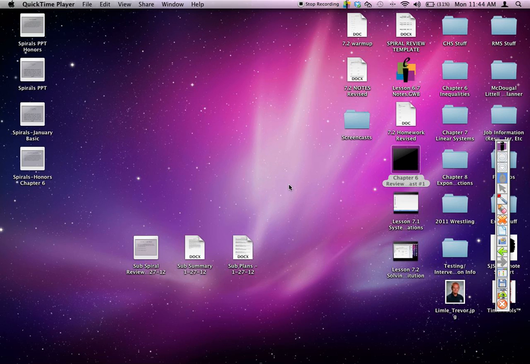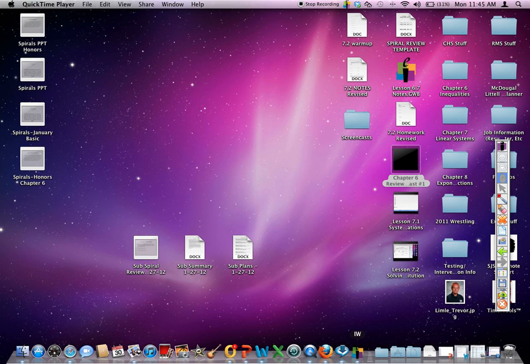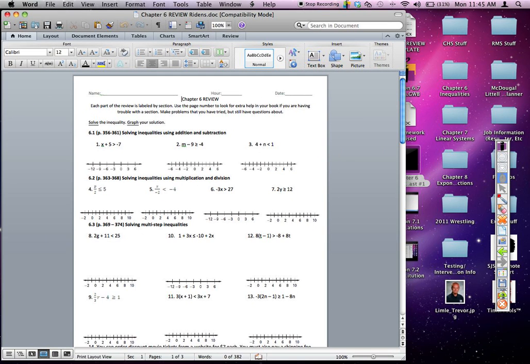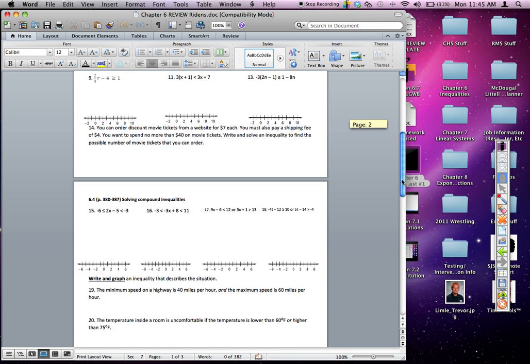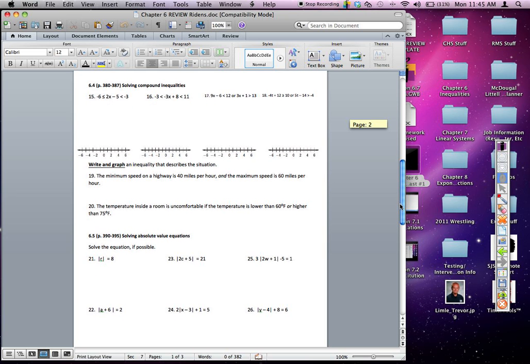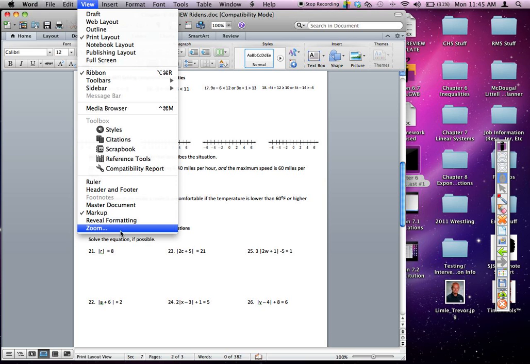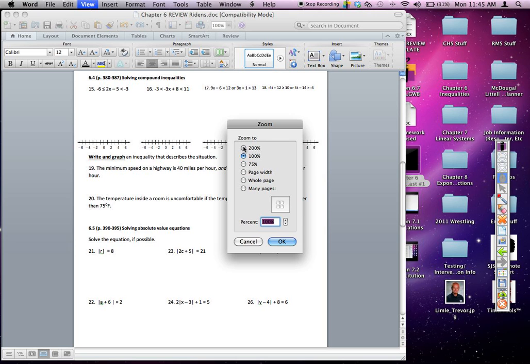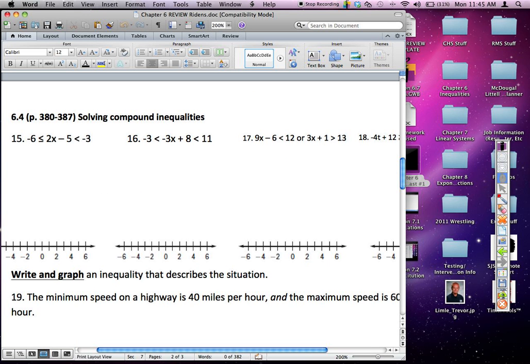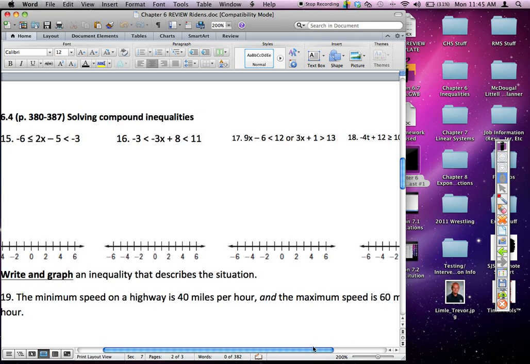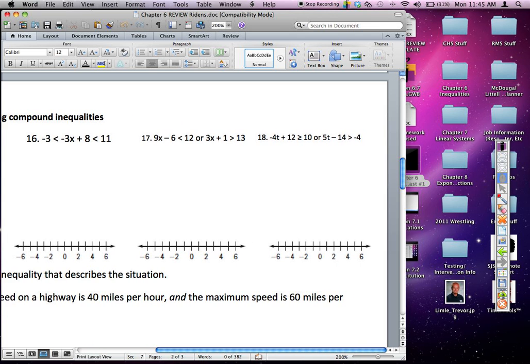And what we're going to have to do here is open up our Chapter 6 review, so that we can take those notes directly on that. Since we've actually gone over most of these problems, we're going to skip down to number 17, 18 is where we left off. So let's go ahead and change our view. We're going to zoom in, and let's try 200 and see if that works. That's pretty big. I think that'll work. All right, so let's start on problem number 18.